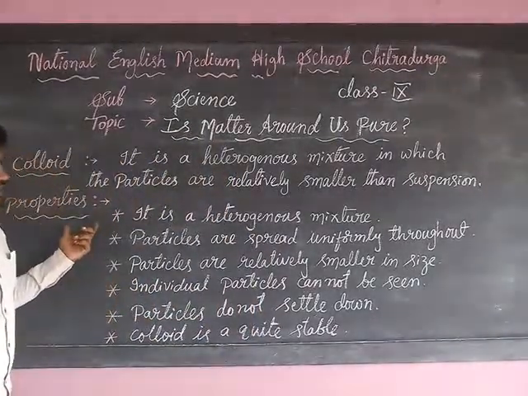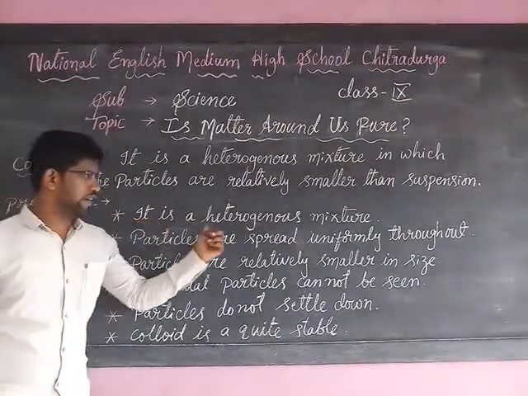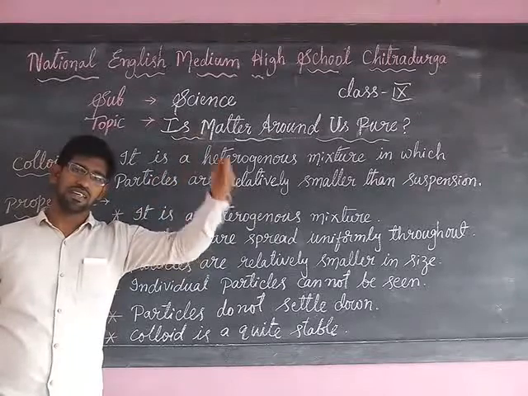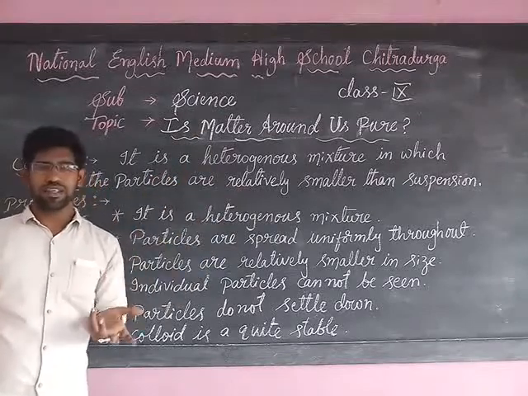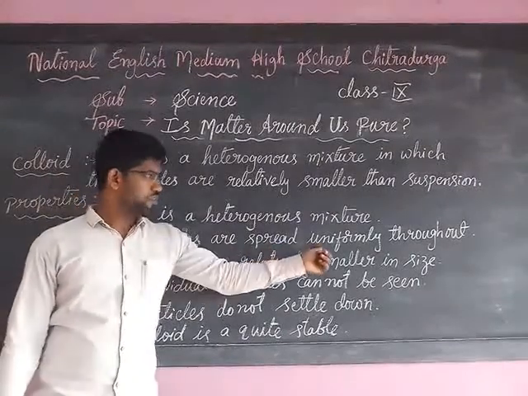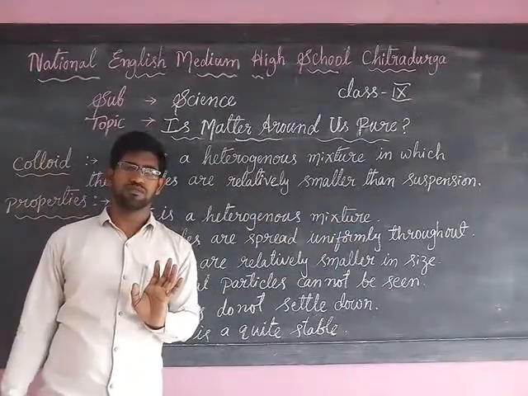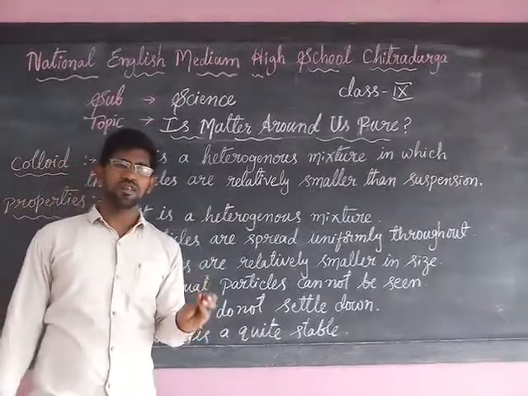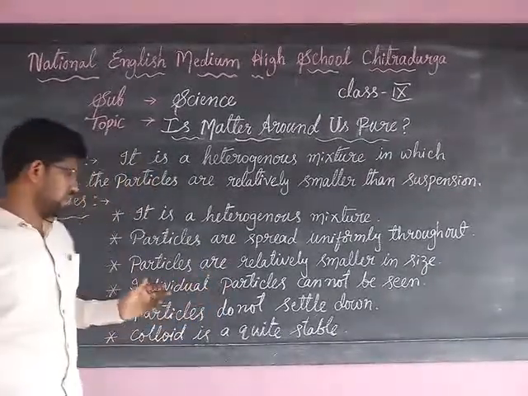The first property of colloidal solution is, it is a heterogeneous mixture. Heterogeneous means it looks even, but it is actually uneven. Understood? Then the particles are spread uniformly throughout. Understood? The particles are spread into the mixture uniformly.